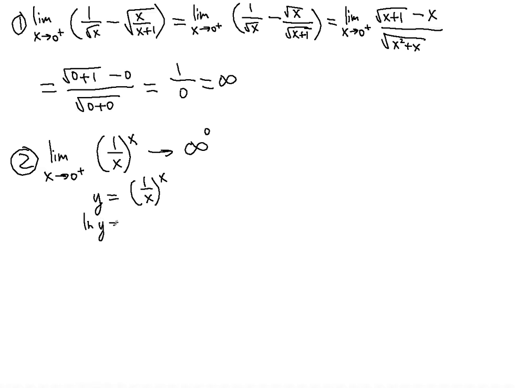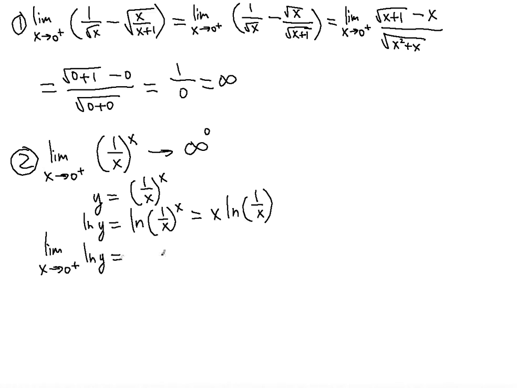Then the ln y will be ln of 1 over x to the x power, which can be written as x ln of 1 over x. That's the ln y. So now we're going to find the limit as x approaches 0 from the right of ln y, which is x ln of 1 over x. And one more time, if you try to evaluate it as it is, you will have an indeterminate form because there will be 0, 1 over 0 is infinity, ln of infinity is infinity, so you will get 0 times infinity. That's an indeterminate form, right?